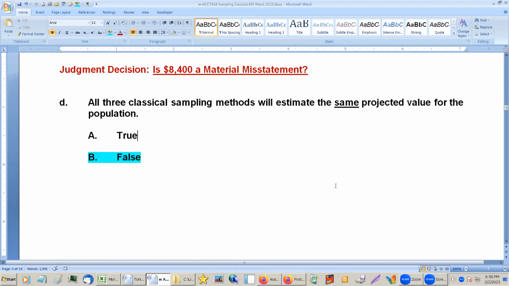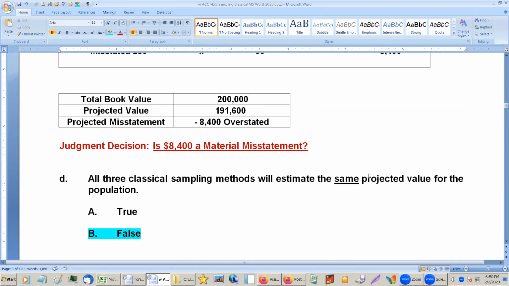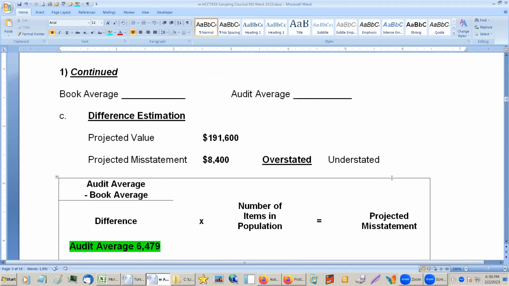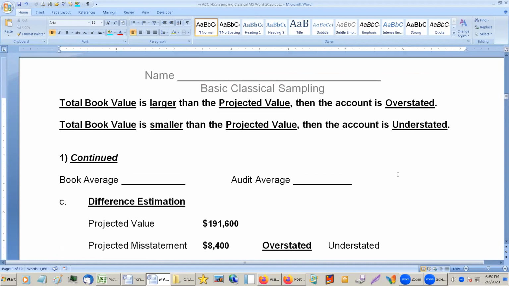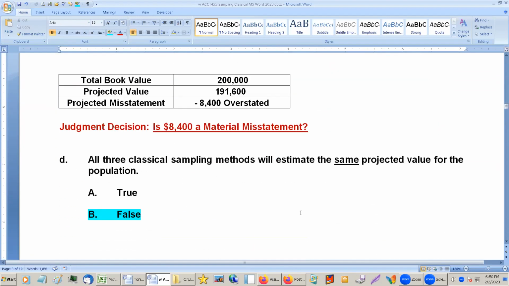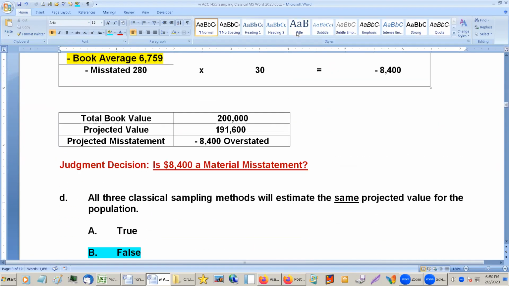So notice how much judgment there is in here. You think of sampling and you think you're getting good hard numbers that we'll know exactly what they are. But there's actually quite a bit of judgment. Materiality: is it material? Also, which method do you use? Do you use the mean per unit? Do you use the ratio? Or do you use the difference estimation? There's a lot of judgment in auditing. In fact, they'll tell you that in the end, it's all judgment.